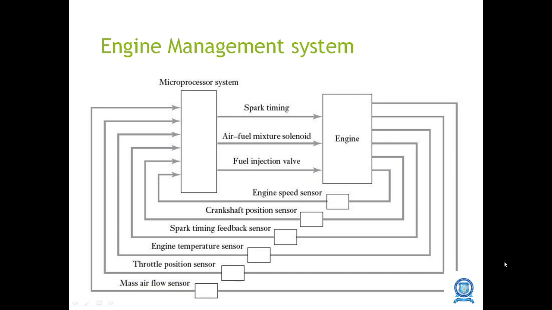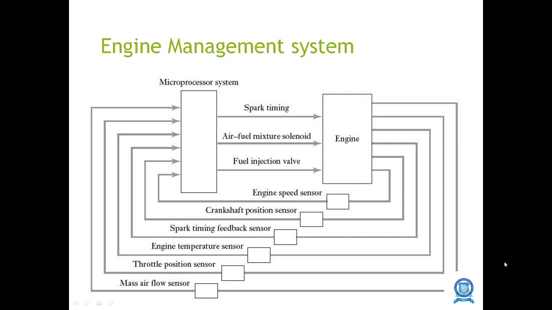In the engine management system, there is a microprocessor system. From the system, outputs like spark timing, air fuel mixture to the solenoid, and fuel injection valve opening and closing are given to the engine. And the engine speed sensor senses the engine speed and sends it to the engine management microprocessor system.